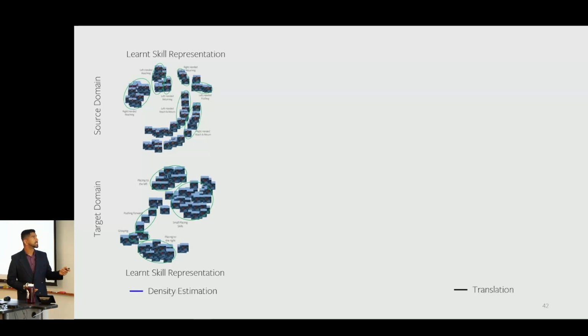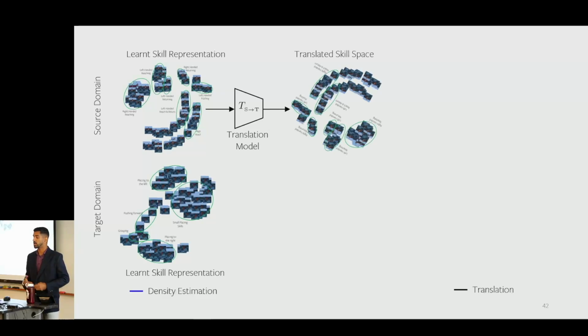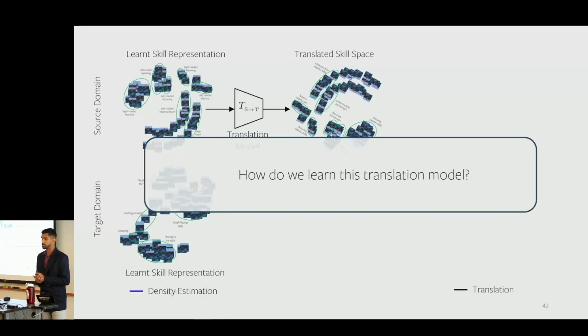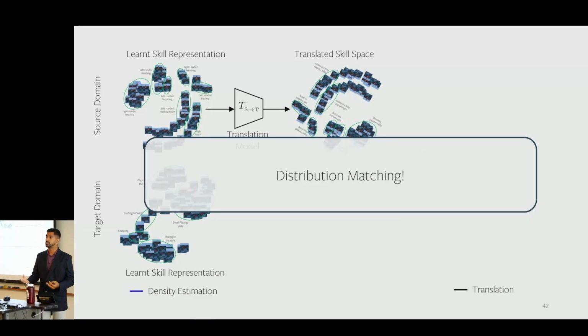So we do this, and we start off with a source domain skill space and a target domain skill space. You can then initialize some translation model, retrieve a translated skill space. The question then being how you actually learn this translation model. You can do a bunch of different things here. You could do things like domain adversarial training, or back translation, or cycle GAN, or state imitation. There's many other approaches that unsupervised machine translation has used to solve this. And a lot of them boil down to this idea of distribution matching.